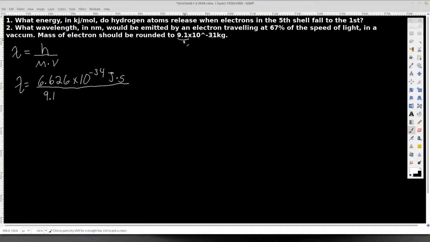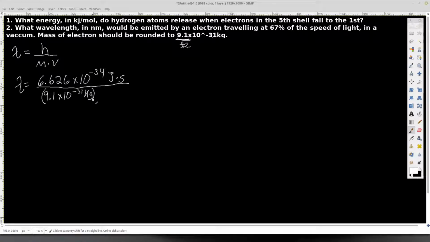Now this does tell us our number of sig figs. The number of sig figs is 2, okay, the 9.1. Now if they would have gave us 9.11, we'd have 3 sig figs, but we've only got 2 sig figs. Alright, so we got 9.1 times 10 to the negative 31, and this is in kilograms. Okay, that is our mass.